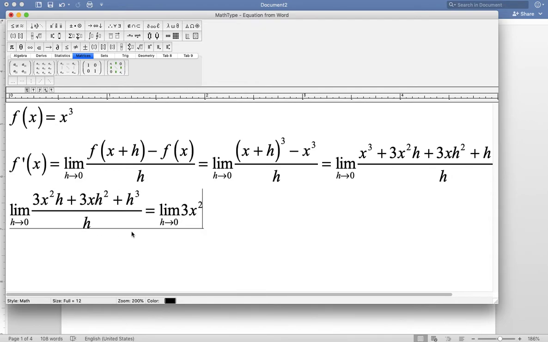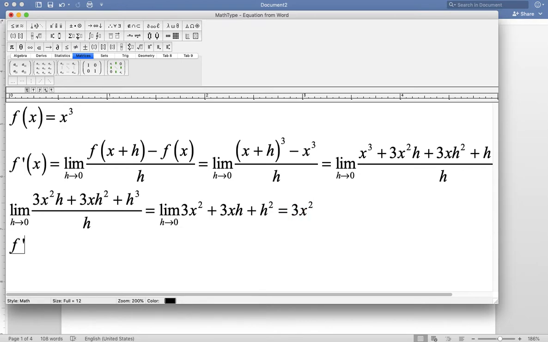3xh squared divided by h is going to be adding 3xh. And then h cubed divided by h, we're going to add h squared. Now, that looks just like a normal polynomial. We can use direct substitution to evaluate our limit. If we substitute in 0 for h, 3x squared remains 3x squared. 3xh multiplied becomes 0, h squared becomes 0. We're left with 3x squared.